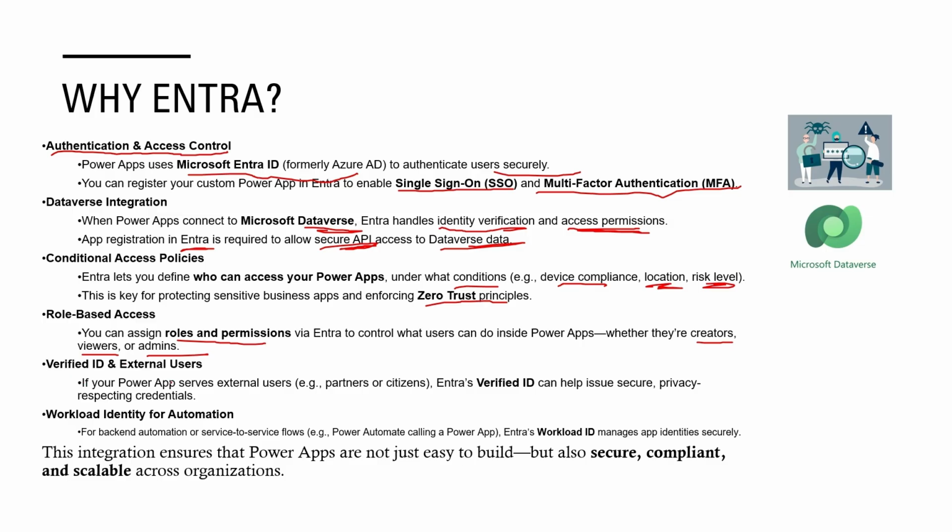Verified ID and external users. If somebody doesn't have a Microsoft Entra account, and you want them to be able to use your Power Apps application, for example if they are partners or customers, then you can use Microsoft Verified ID, or you can use external users. That allows people to access your applications. I will go over all of these things later. Workload identity for automations. For some backend things like creating bots, you can give workload identity to other applications.